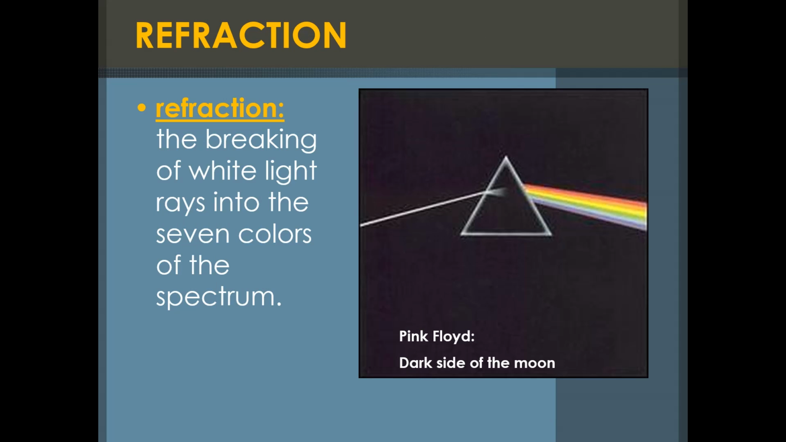Refraction is the actual breaking or bending of the white light, the action that creates those 7 colors. The Pink Floyd album here from Dark Side of the Moon illustrates that if you have a prism and white light goes into the prism, that white light breaks or bends, and out the other side comes those 7 bands of color. Refraction is what happens to make those colors appear.